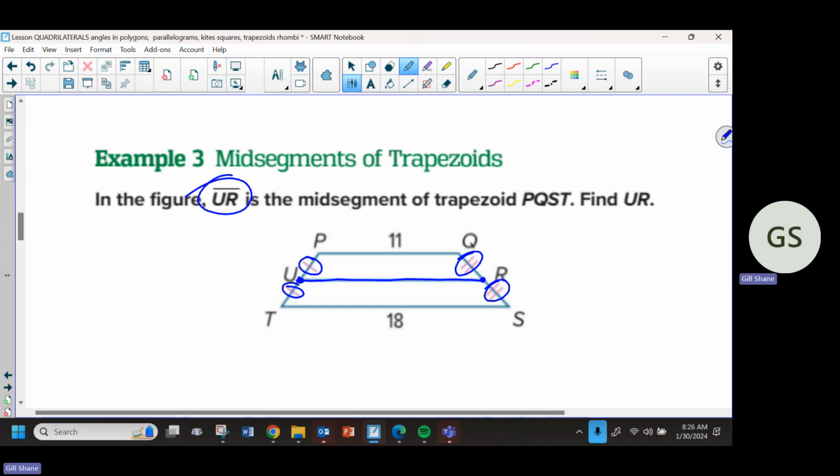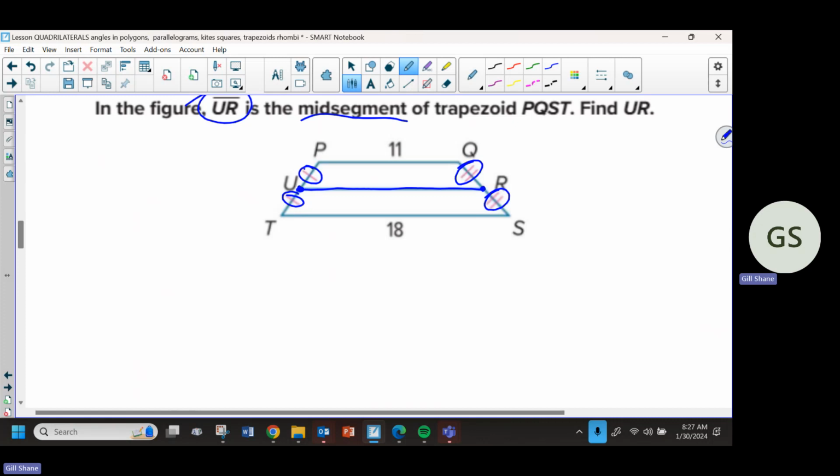If I tell you, and again, I will not give you the congruence mark, I'll just tell you UR is the mid-segment and then say solve for something. So you have to understand that by telling you it's the mid-segment, that also tells you that it splits the legs, which will always be the legs. It splits the legs in half. These are midpoints. So you've got a mid-segment and a midpoint.